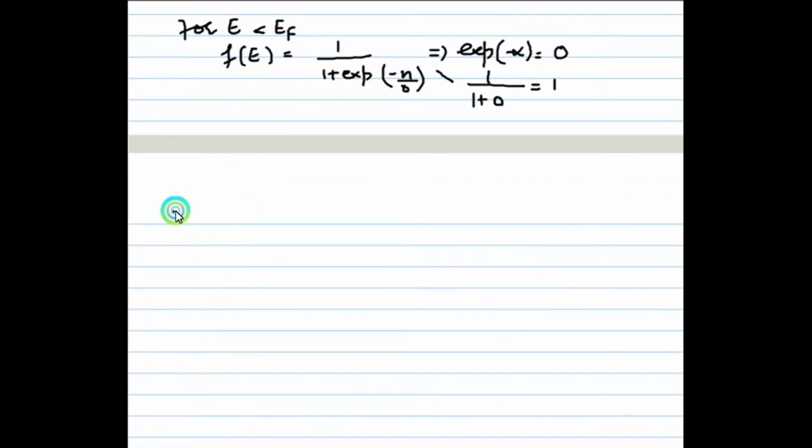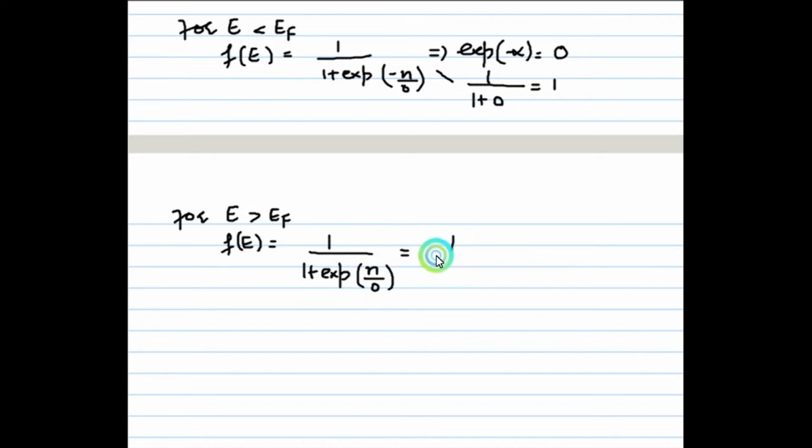And for energy E greater than EF, f of E is equivalent to 1 divided by 1 plus exponential of some plus n upon 0. That is, it becomes 1 divided by 1 plus exponential of plus infinity, that is 1 by infinity, which is 0. So now we have two conditions for when the temperature is 0. Now let us take case second.